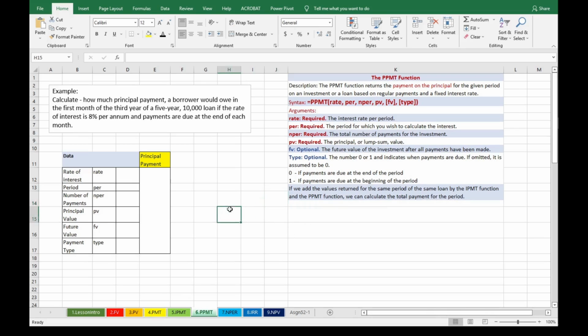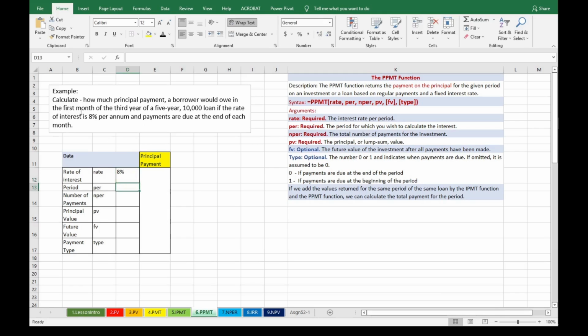So let's take an example. The example is to calculate how much principal payment a borrower would owe in the first month of the third year of a 5-year 10,000 loan, if the rate of interest is 8% per annum and payments are due at the end of each month. So here we have a rate of 8%.